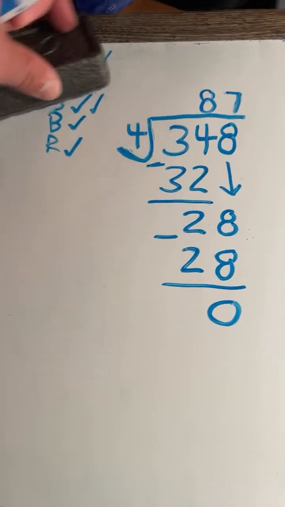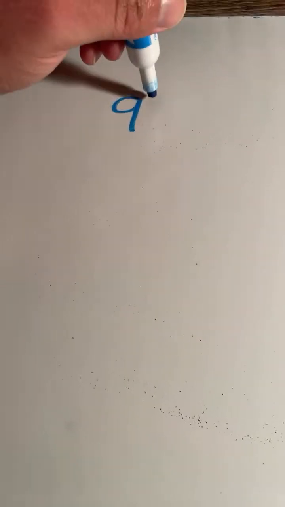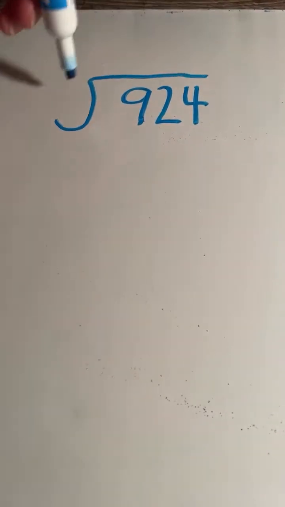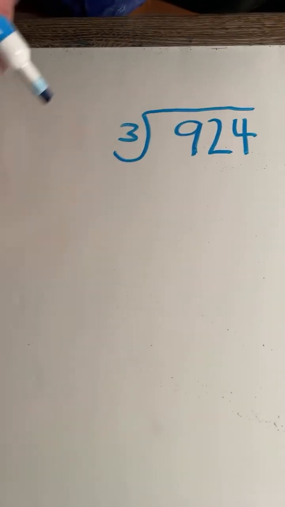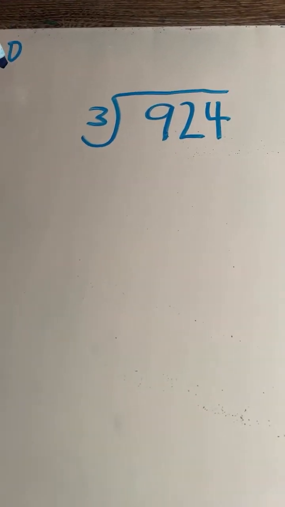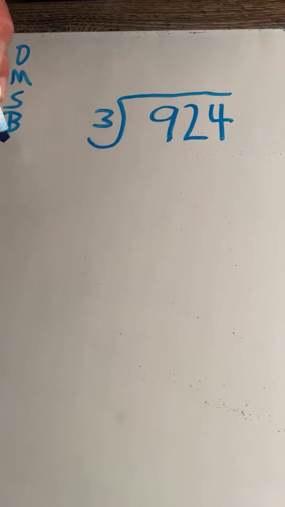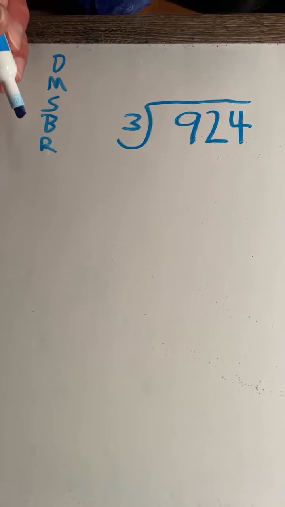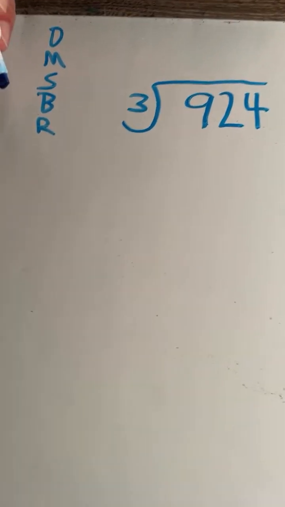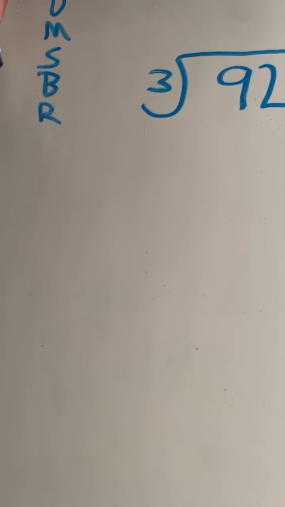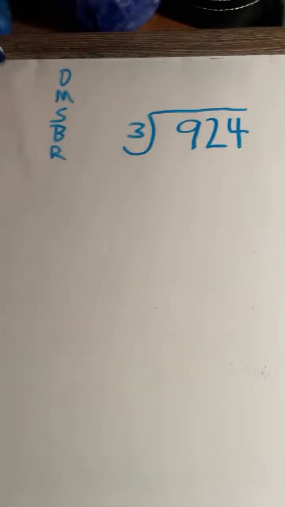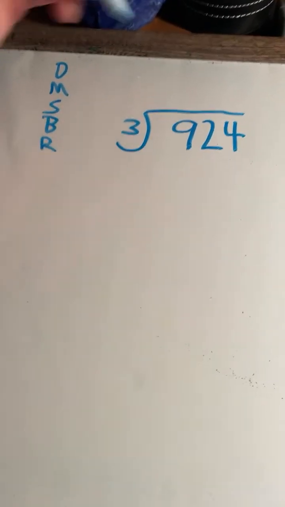All right, next example problem. 924 divided by 3. Same thing, we're going to do the steps now. We divide, we multiply, we subtract, we bring down, we repeat. Looking to divide by the smallest number possible, and for this one, we can start out with 1 digit by 1 digit division. We can start out with 9 divided by 3. 9 divided by 3 equals 3.